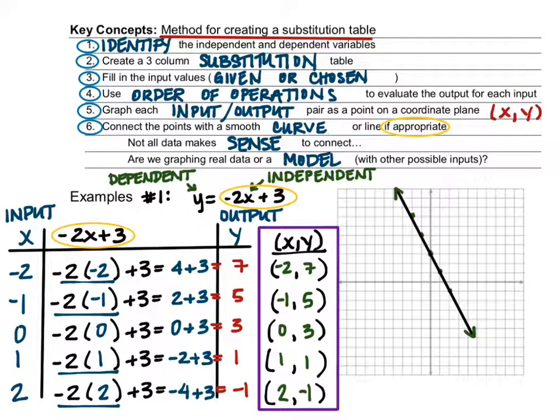In this case, because we're not given real life data, it would make sense because we're working with a model. So with this model, we can connect these dots and put arrows on either side of the line. Make sure that you're using a straight edge. This should be a straight line. In fact, in all this video, this should have straight line pieces.